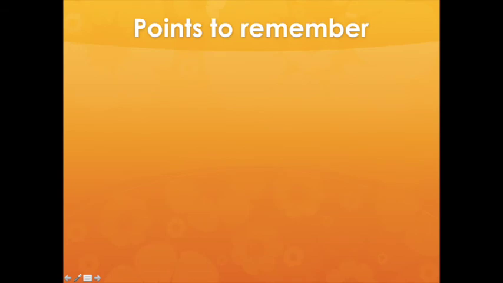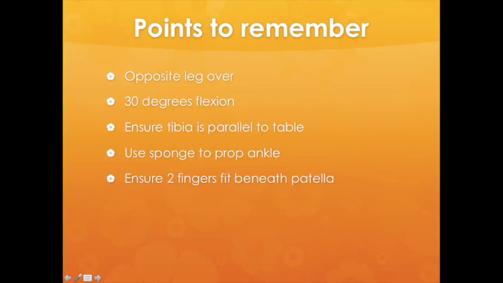Pause the video here and see if you can work out the points to remember. Here they are. The opposite leg needs to be over the top. There needs to be 30 degrees of flexion of the affected side. You need to ensure that the tibia is parallel to the table and use a sponge to prop the ankle up. Ensure that 2 fingers fit beneath the patella.